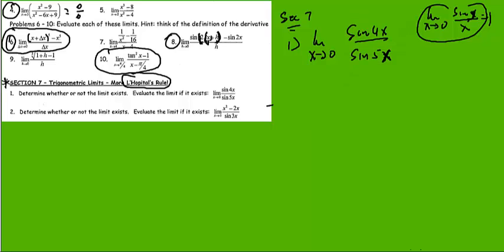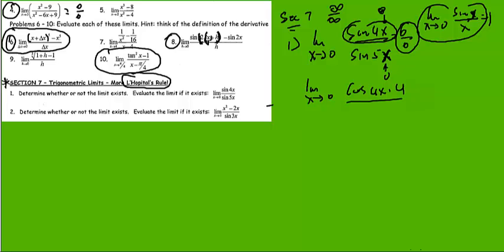But now we're just going to plug in 0 first. When I plug in 0 for x, sine of 0 is 0. Now I plug in 0 for x here, I'm going to get 0. So as soon as I get 0 over 0, or infinity over infinity, I can use L'Hopital's rule. So limit as x goes to 0, the derivative of sine of 4x is going to give me cosine of 4x times 4, all that over the derivative of sine of 5x. I'm not using the quotient rule. This is called L'Hopital's rule. Sine of 5x is going to be cosine of 5x times 5.